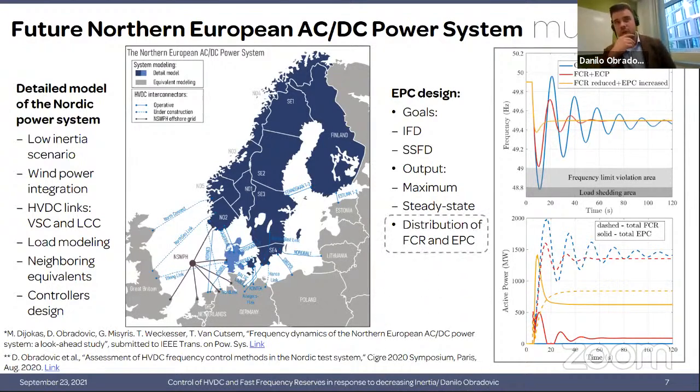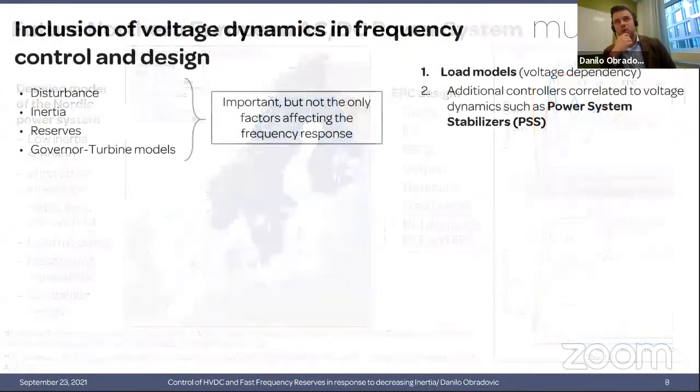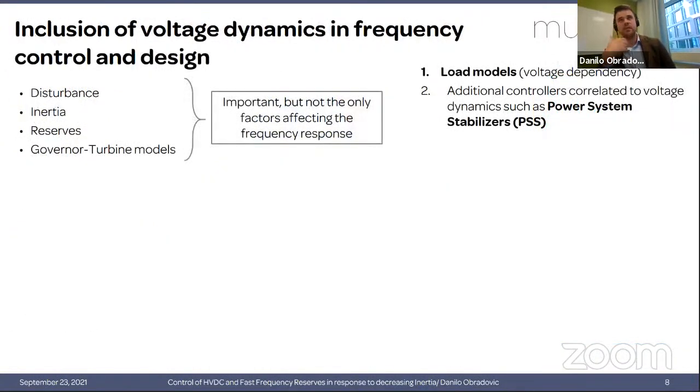On the other side, if you talk about a proper distribution of EPC actions and some optimization, that's a totally different problem, and that could be quite tricky to solve. Since we were testing this big system, we noticed that apart from the standard properties that affect frequency response, voltage dynamics are quite important, load modeling is important, and so is the design of power system stabilizers and how they are distributed.